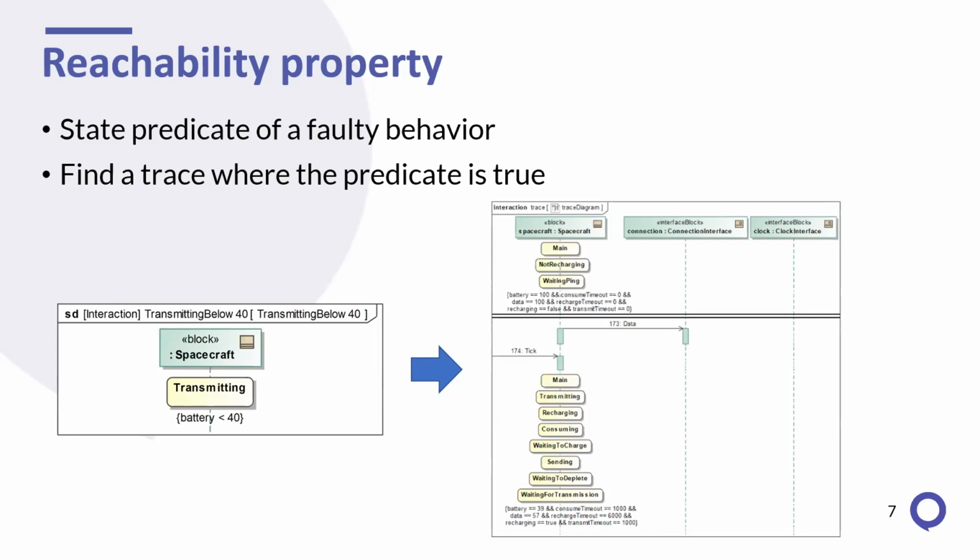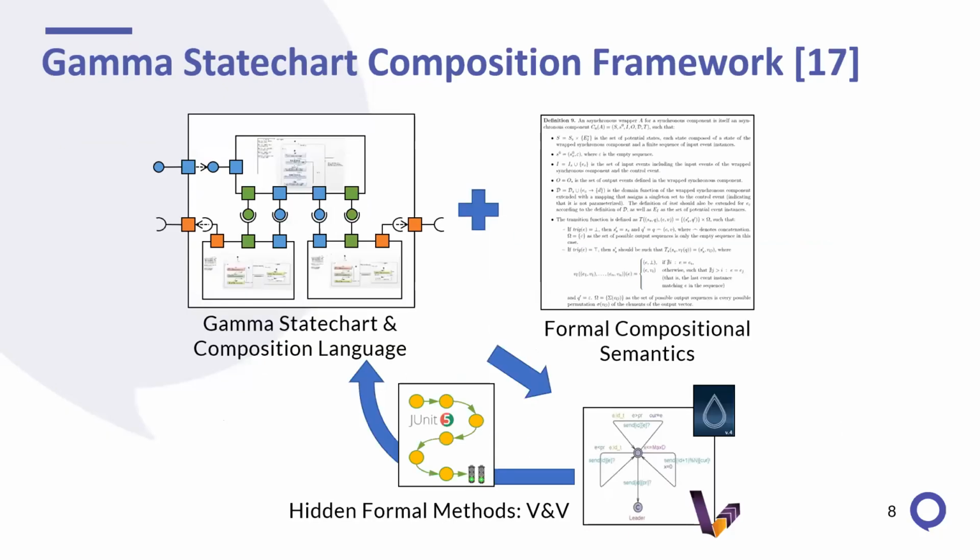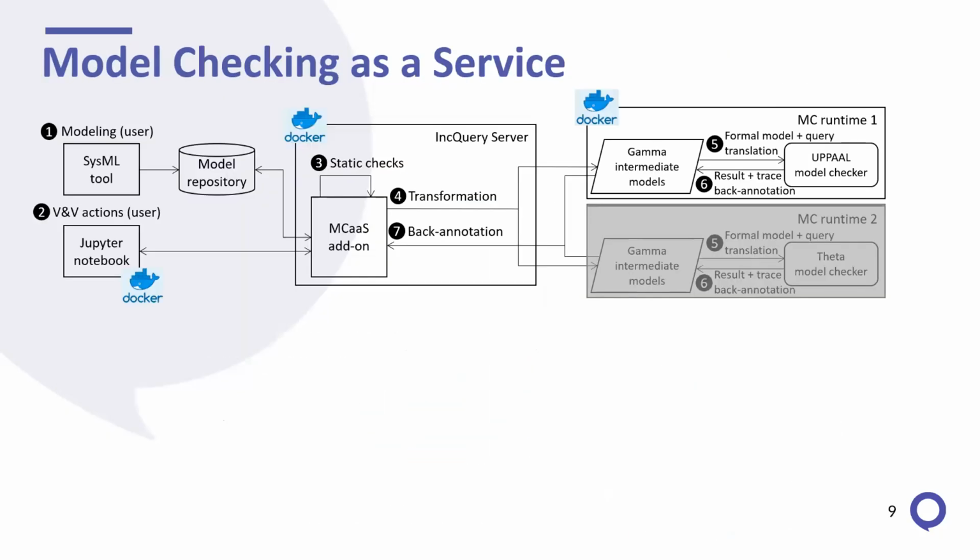Hi, I have a question as well. In your later figures, you showed two instances of the model checking runtime. I was wondering if what you're doing is in effect parallelizing the model checking and checking in parallel different subcomponents of the system. That is also part of the future work.